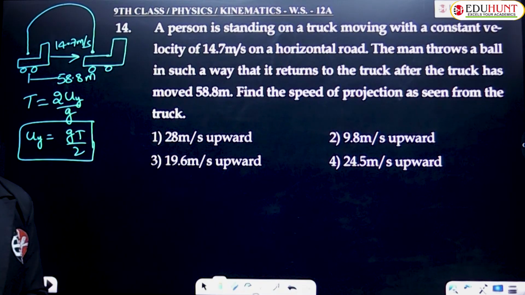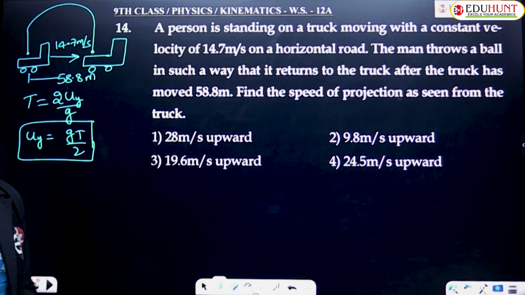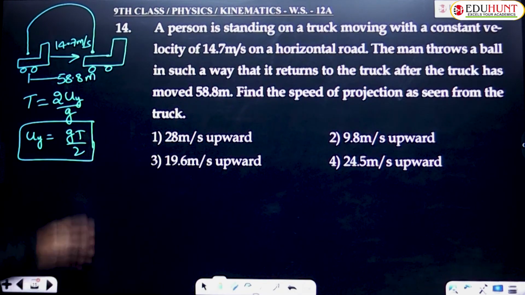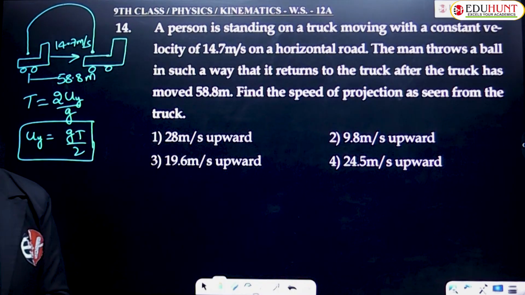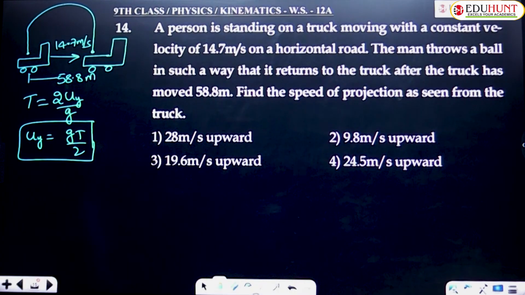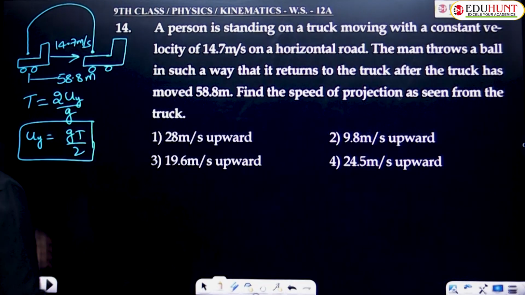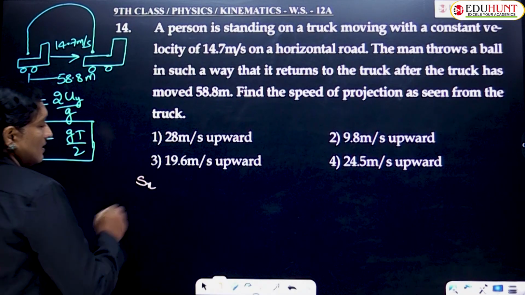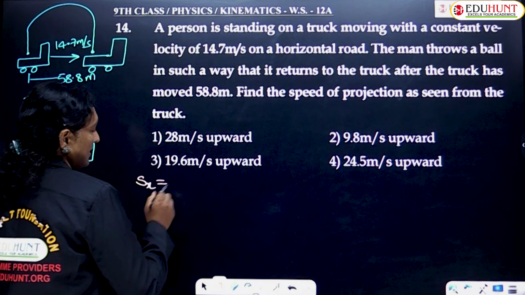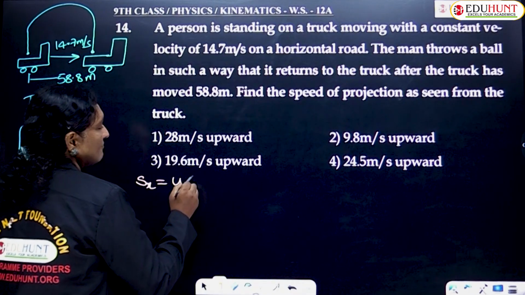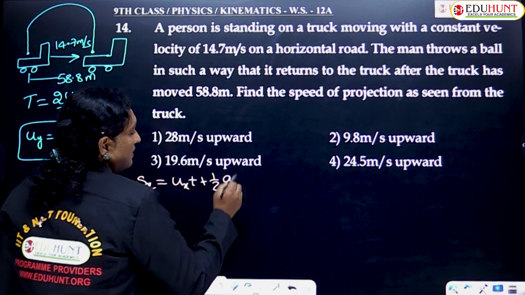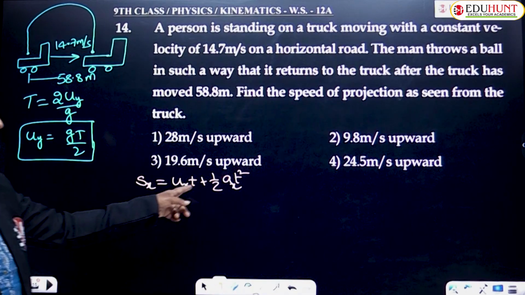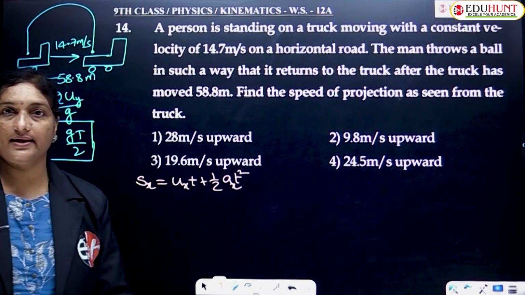As we know, the value of g can be replaced with 9.8. First of all, let us try to find the value of T, the total time of flight before the ball comes back again into his hands. After substituting the value of T, you can find the value of the projection velocity. So let us find this T value. Children, as the truck is moving in the horizontal direction, the horizontal displacement can be given as s equals ut plus half at square. Along the x-axis, Sx is equal to ux into t plus half ax into t square.